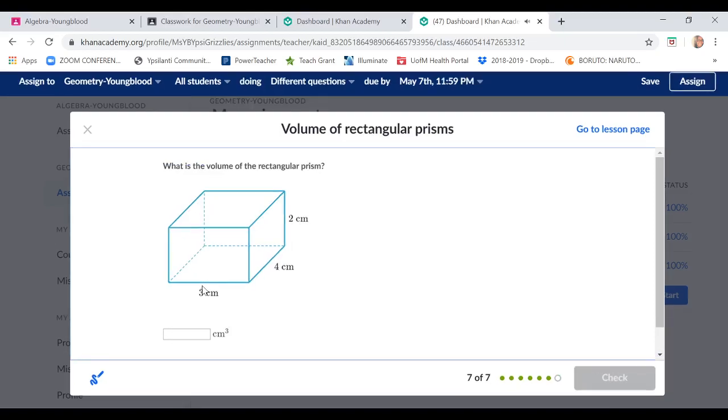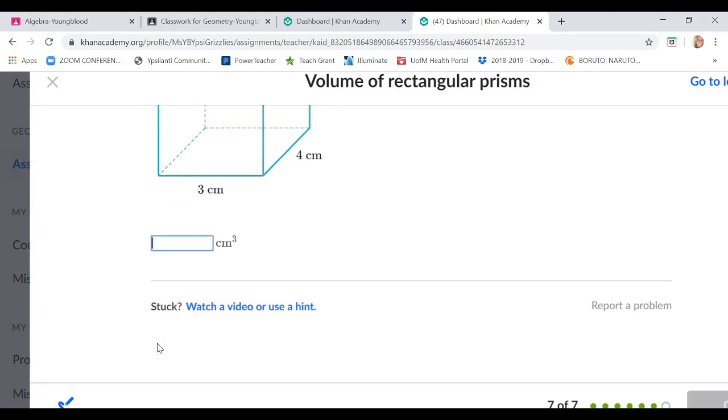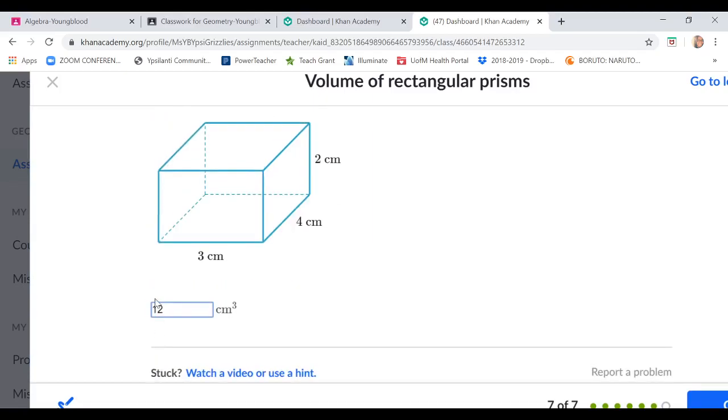And the last one. Again, we have this base, a 4 by 3 rectangle. The area of that 4 by 3 rectangle is going to be 12. So the area of this base is 12, and the area of this base is going to be 12. These are our two bases, and this is our height connecting our two bases. So we will do 12 times 2, which gives us 24 cubic centimeters.